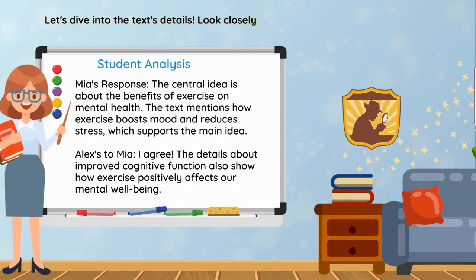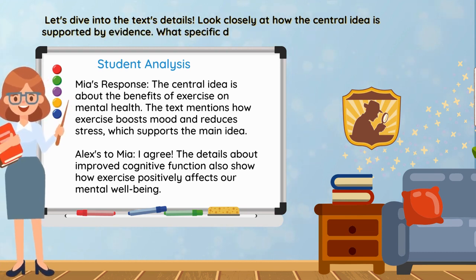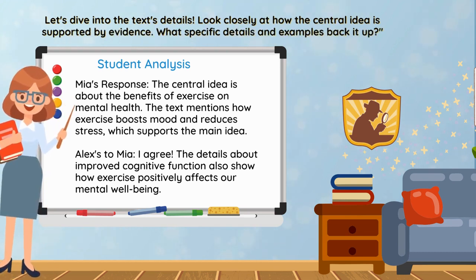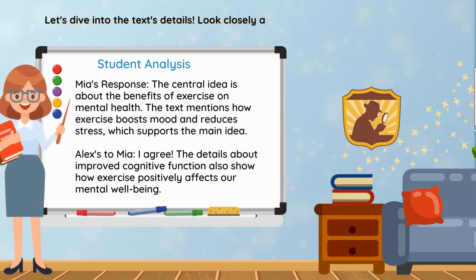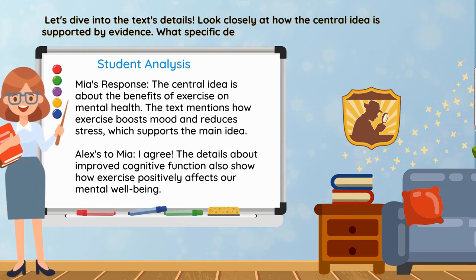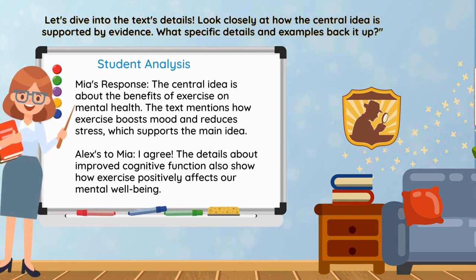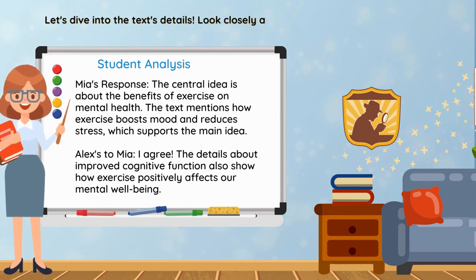Look closely at how the central idea is supported by evidence. What specific details and examples back it up? Student analysis, which is Mia's response. The central idea is about the benefits of exercise on mental health. The text mentions how exercise boosts mood and reduces stress, which supports the main idea.